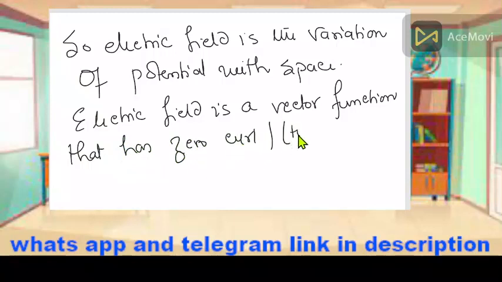Curl means to turn. This is called curl. Turning about a point is called curl. So in the language of vector algebra, what do we write? We write del cross E is equal to 0. So it is a special vector function whose curl is 0. From this definition, we have to find the concept of potential.